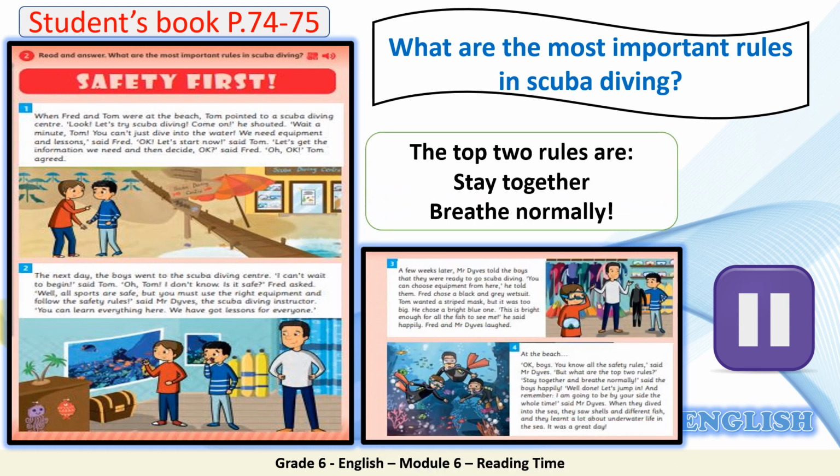Back again. Excellent, everyone. The top 2 rules are stay together and breathe normally. Where did we find this answer? Where is the clue? Good. In frame number 4, Mr. Dives. But what are the top 2 rules? Stay together and breathe normally, said the boys happily. Well done.